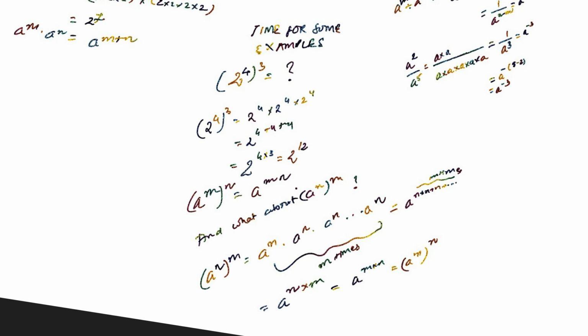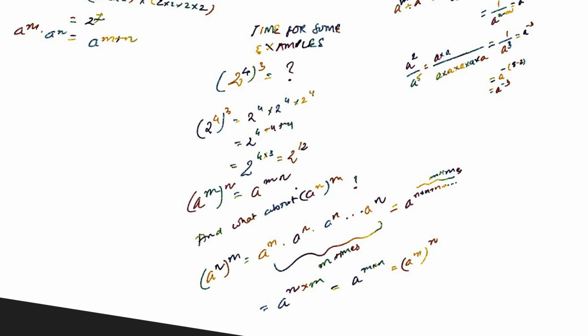Some more examples. So what would be 2 to the power 4 whole to the power 3? So let's start with the basics. 2 to the power 4 to the power 3 is nothing but 2 to the power 4 into 2 to the power 4 into 2 to the power 4. So it effectively means 2 to the power 4 three times. That is 2 to the power 4 into 3 in brackets. That is 2 to the power 12. So in general, a to the power m to the power n is nothing but a to the power m n.